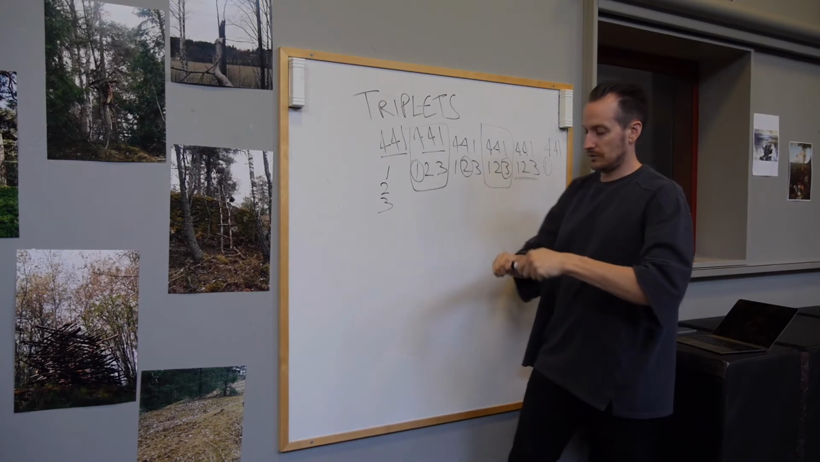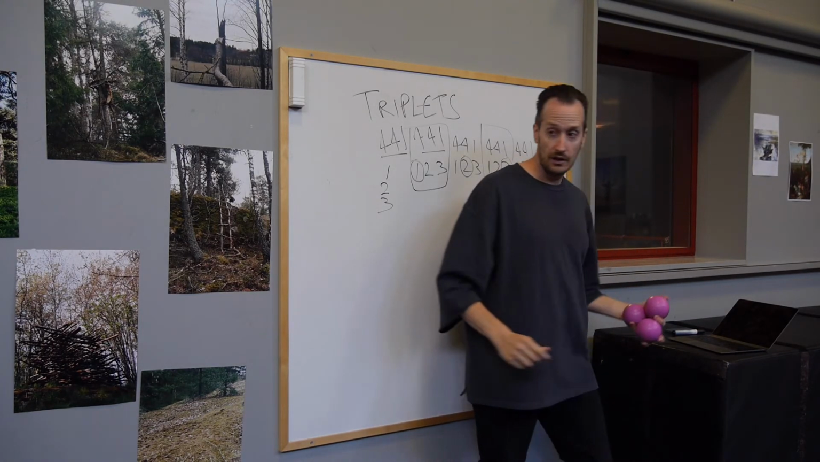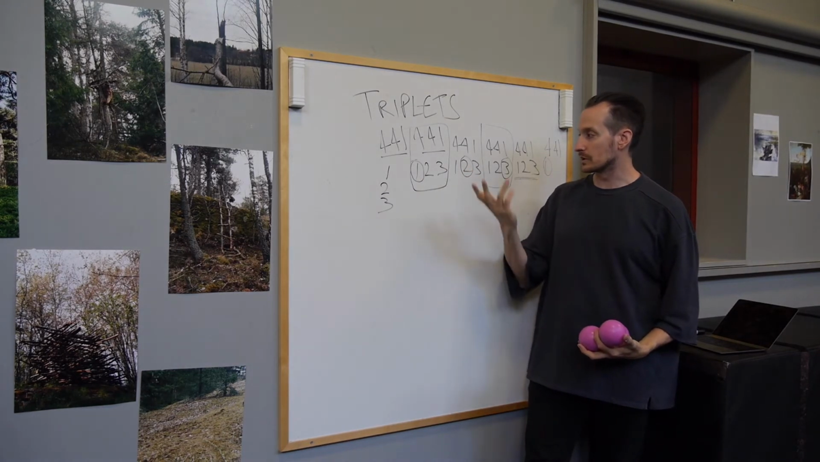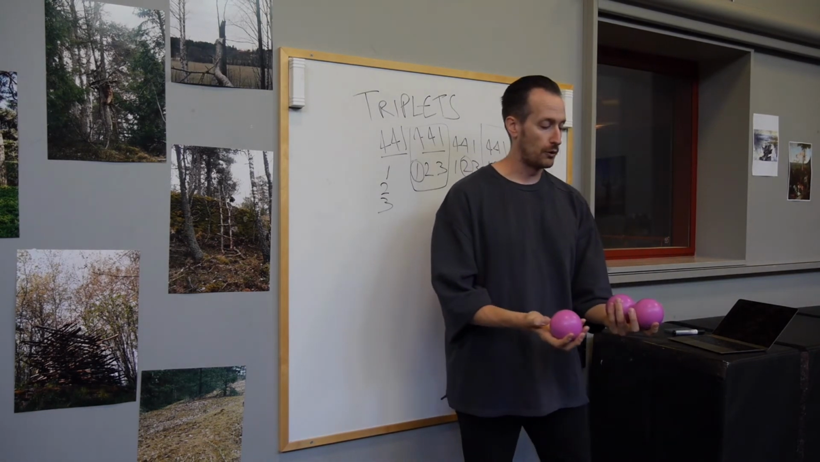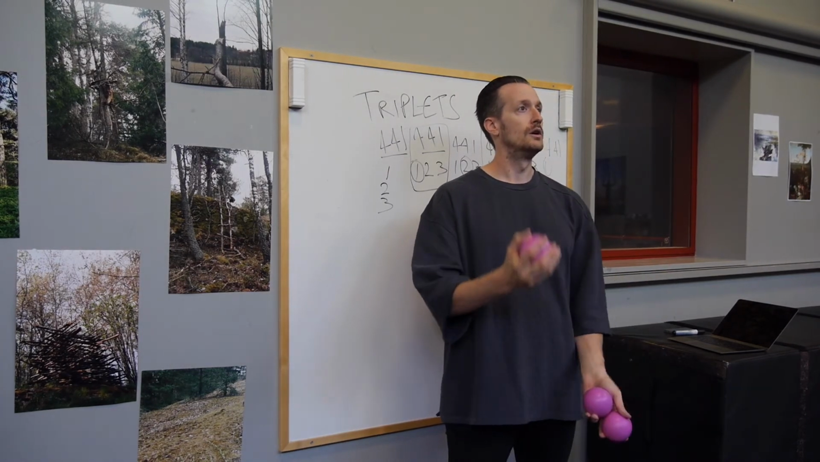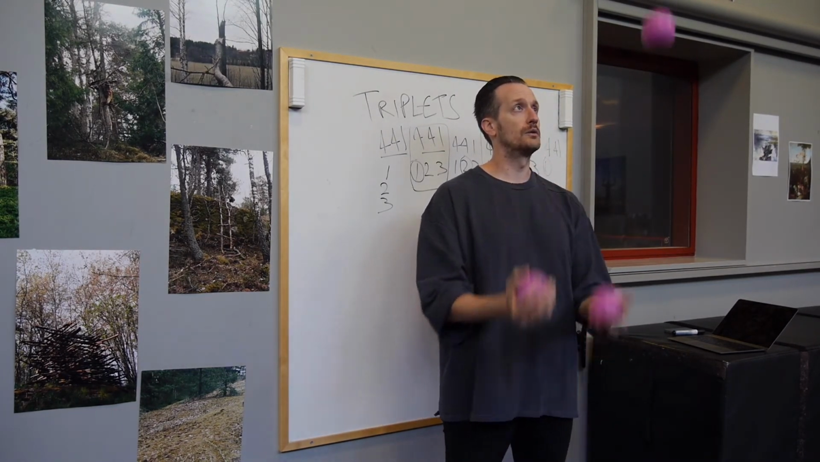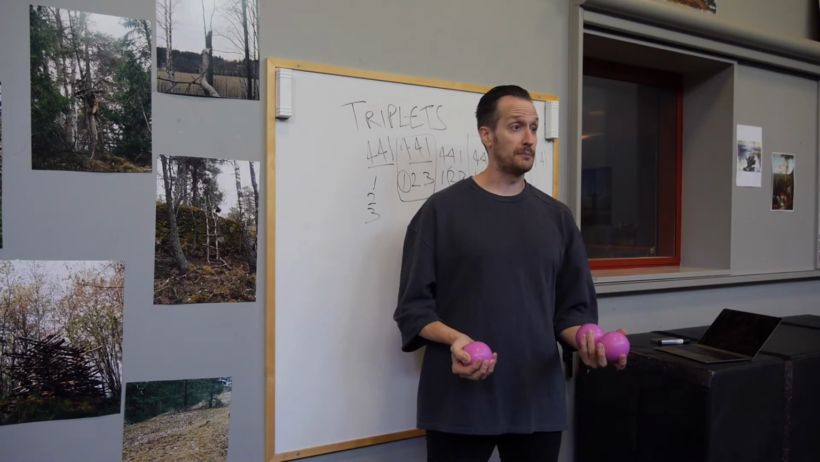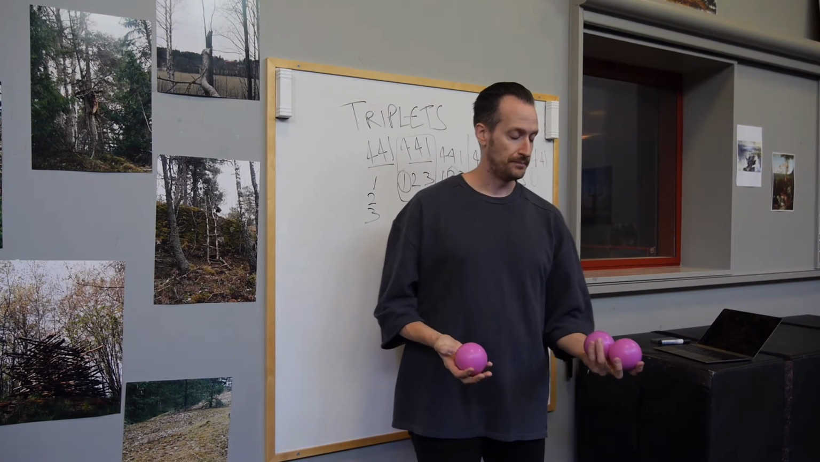So the juggling with that looks like this. Again, we're going to step on the count, which is when we're going to throw. So I have 4-4-1. It's going to go 4, 4, 1, 4, 4, 1, 1, 2, 3, 1, 2, 3. That's my 4-4-1. And then with the steps, it's going to look like this.